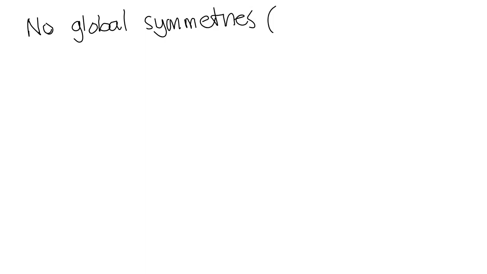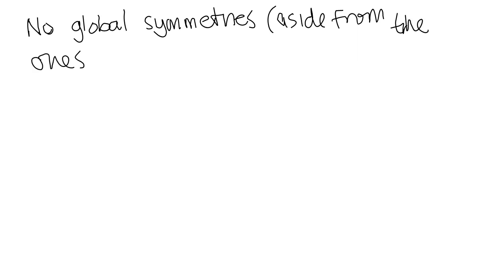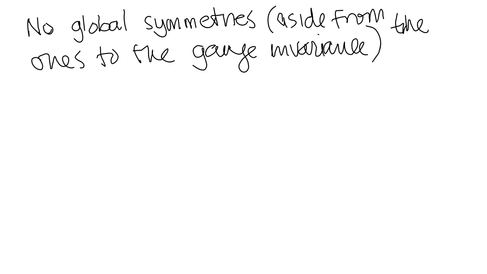So I want to point out that we did not impose any global symmetries aside from those that are connected to the gauge invariance. That is SU3 cross SU2 cross U1. We did not impose any global symmetries at all in the construction of the operators. We wrote down the most general Lagrangian we possibly could, incorporating those symmetries.